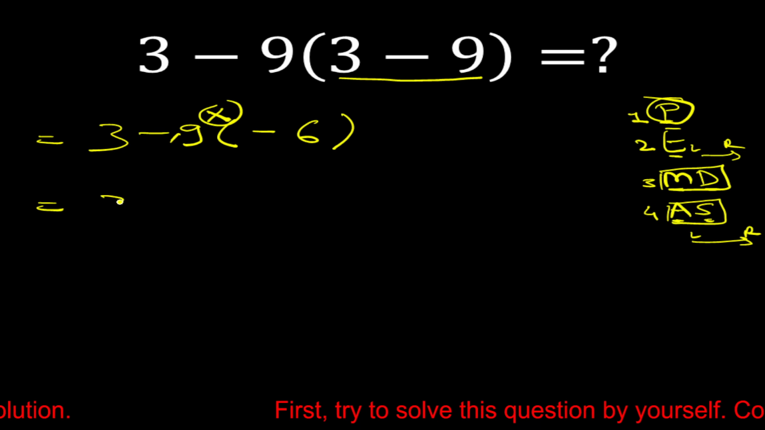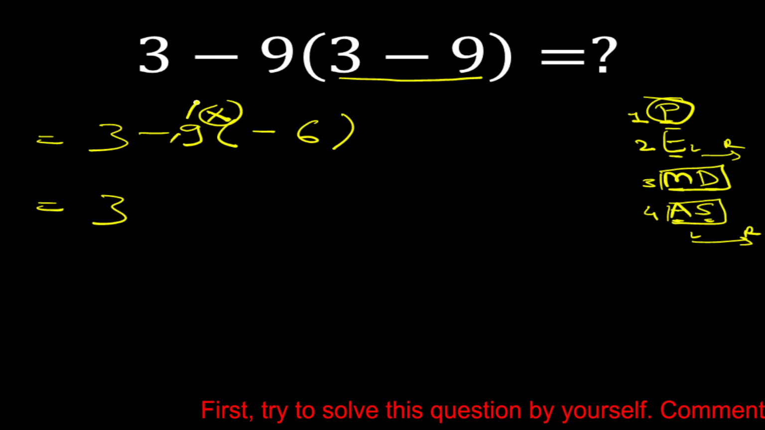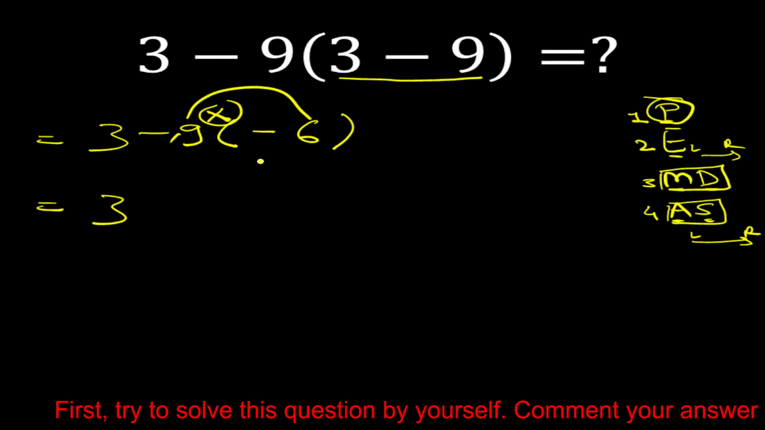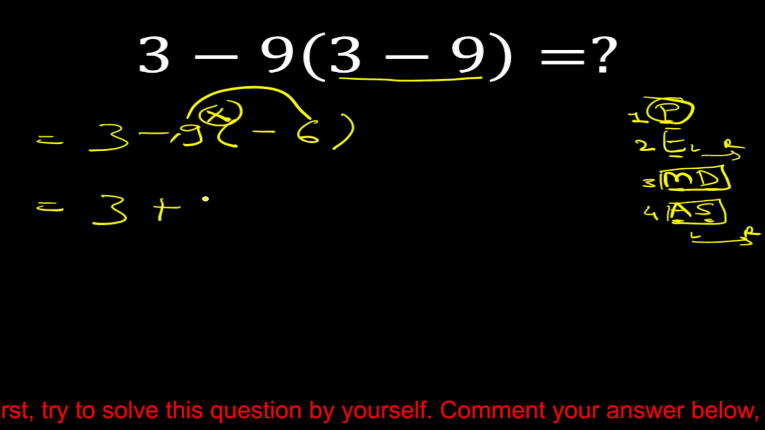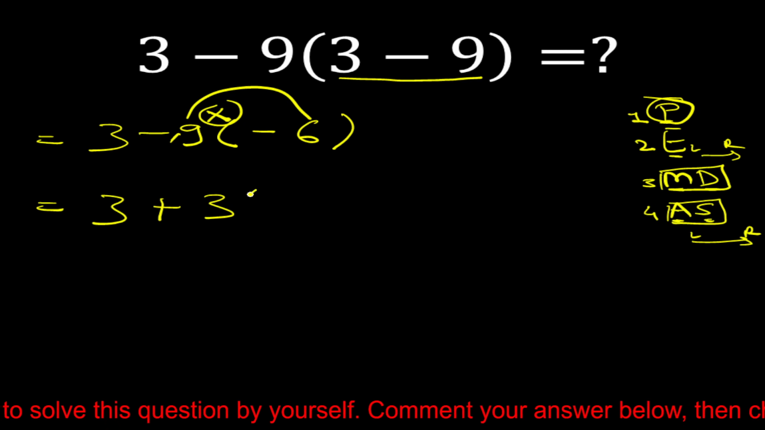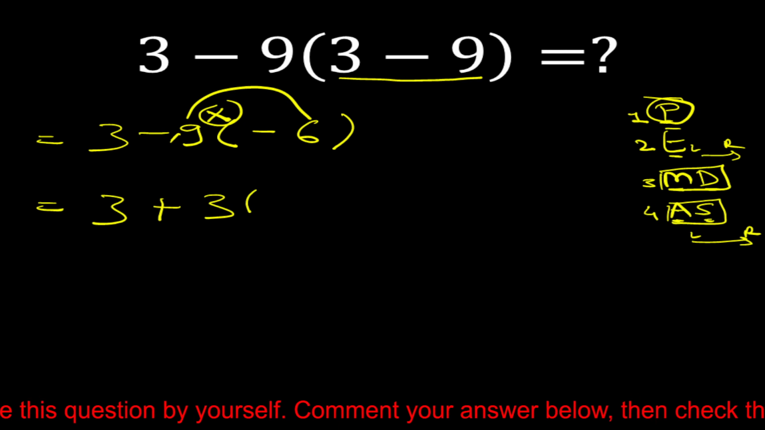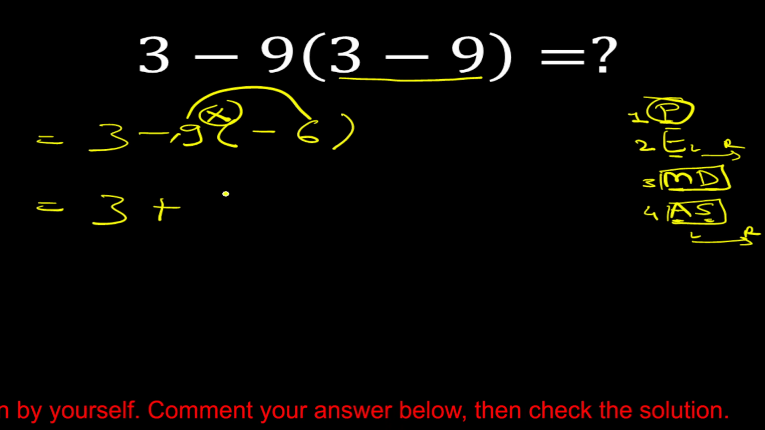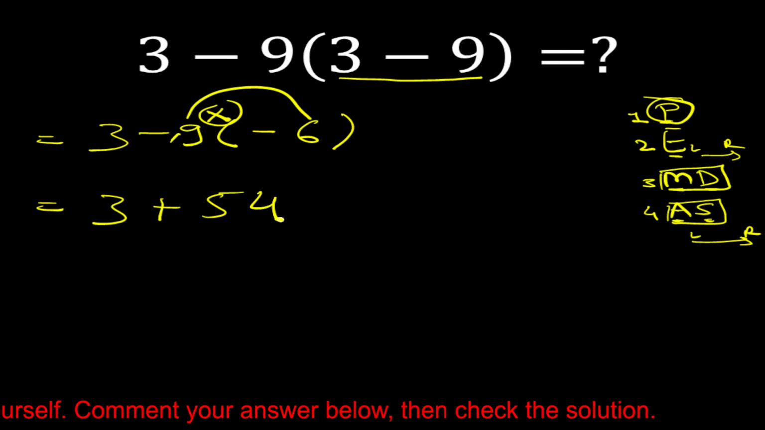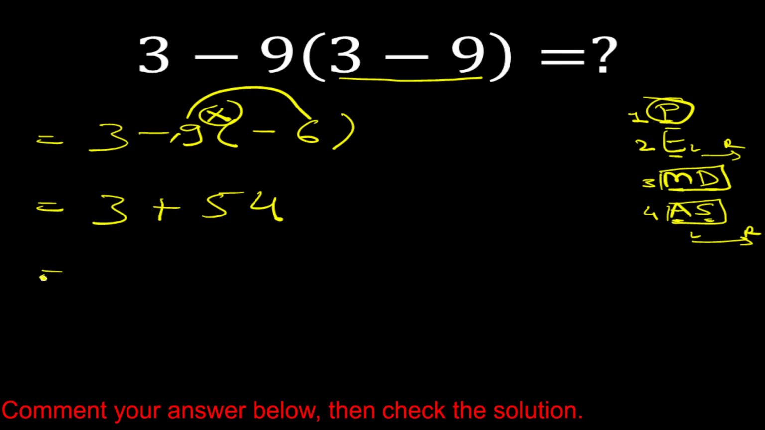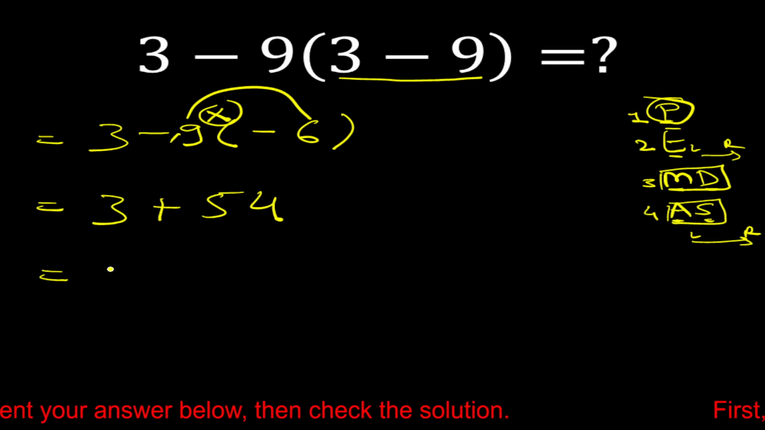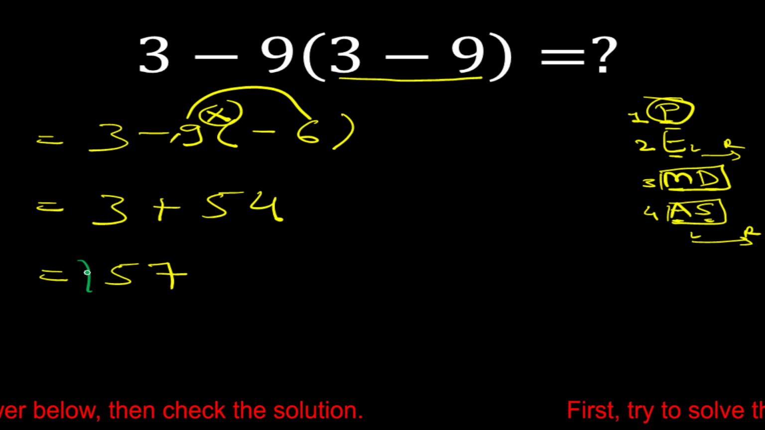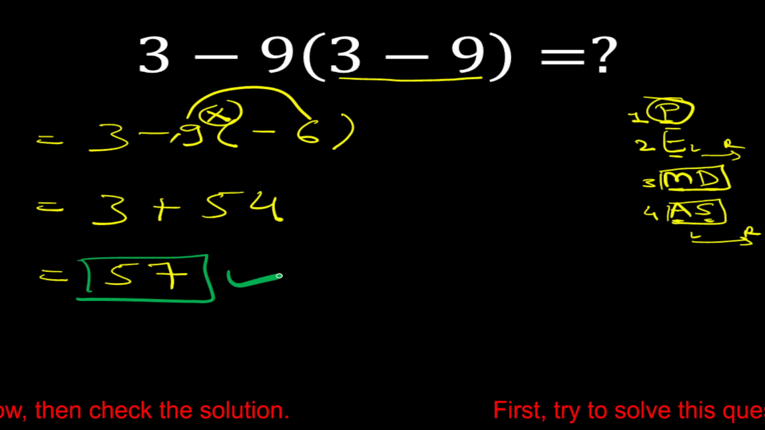So 3. Now multiply minus 9 multiply minus 6. So minus 9 multiply minus 6 is equal to plus 36. Sorry, plus 54. Okay. Now 3 plus 54 is equal to 57. Therefore, the correct answer is 57.